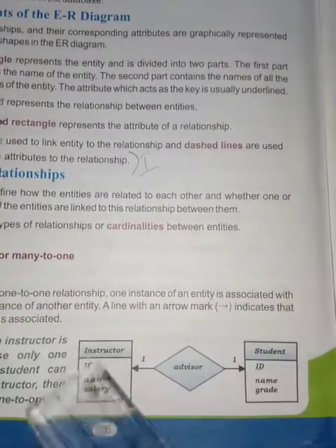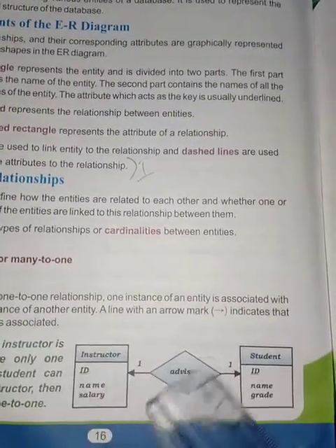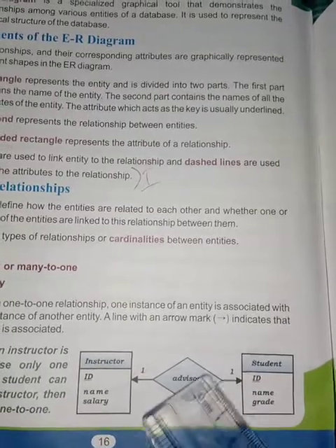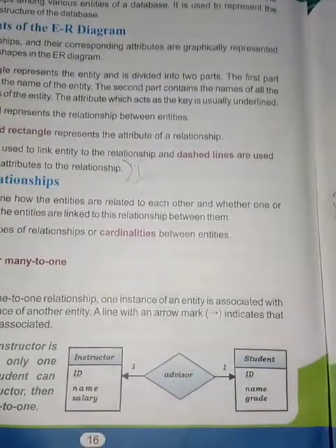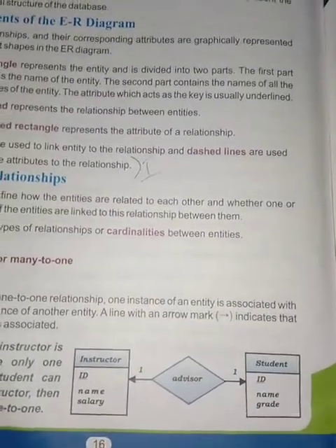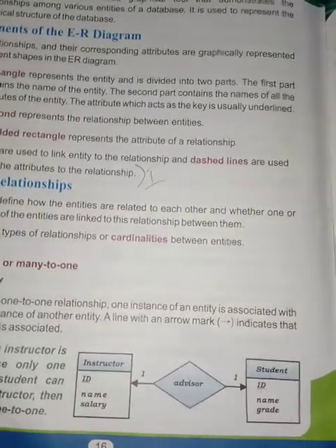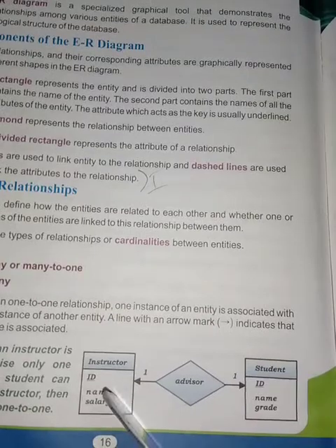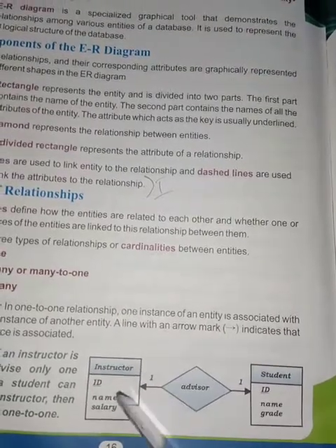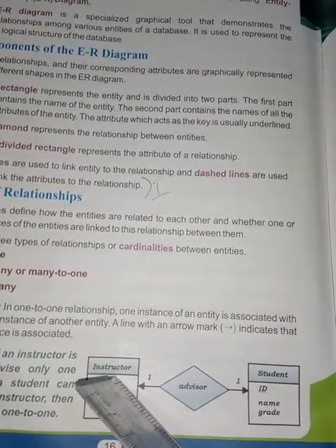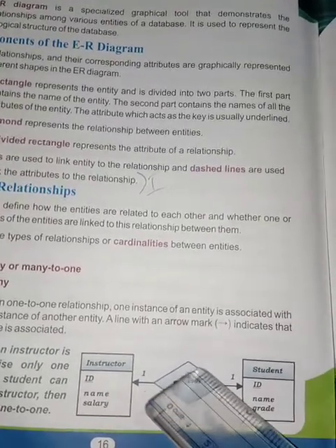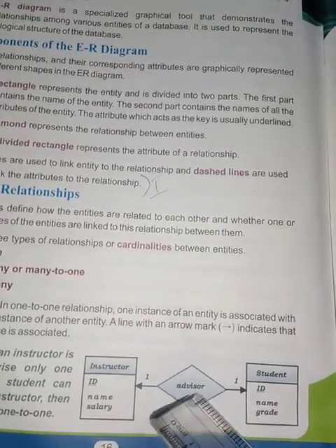So here it is written as instructor, advisor, student. Instructor is related as an advisor to the student. The instructor acts as the advisor to the students. Here you can see it is a divided rectangle, which means it is representing the entity. Here instructor is one entity and student is one entity. They are related by the relationship advisor.